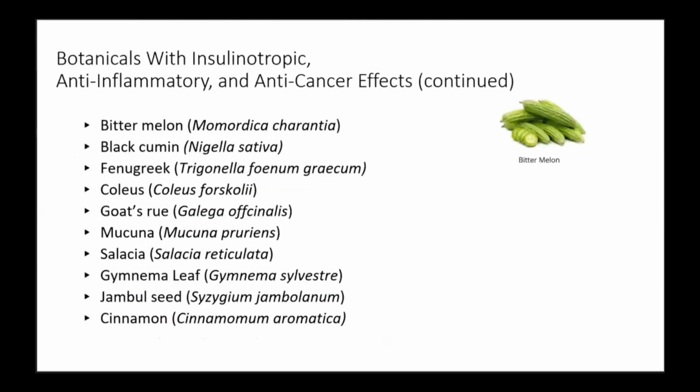These ones are real specific. Bitter melon, really good. Momordica. Black cumin, Nigella sativa, fenugreek, coleus, goat's rue, right, which is the source of metformin, one of the biguanides. Mucuna pruriens, Salacia reticulata, gymnema, jambul, and cinnamon. Cinnamon is a really good one.